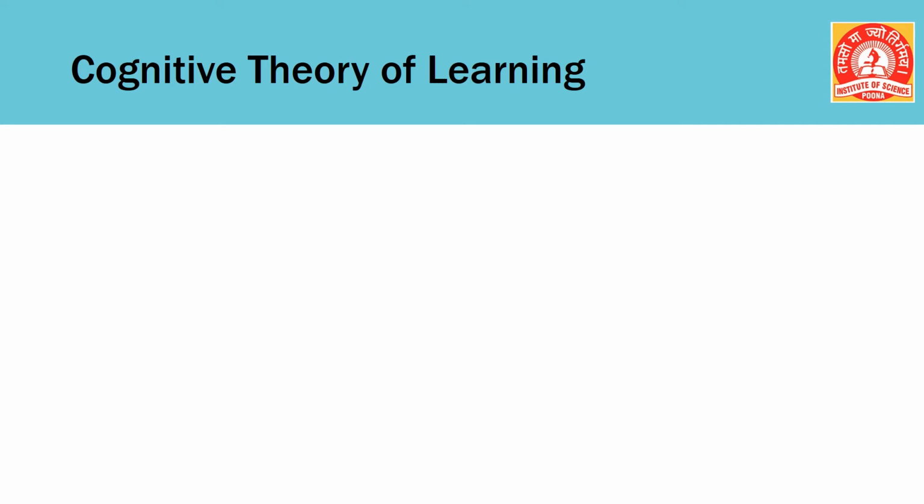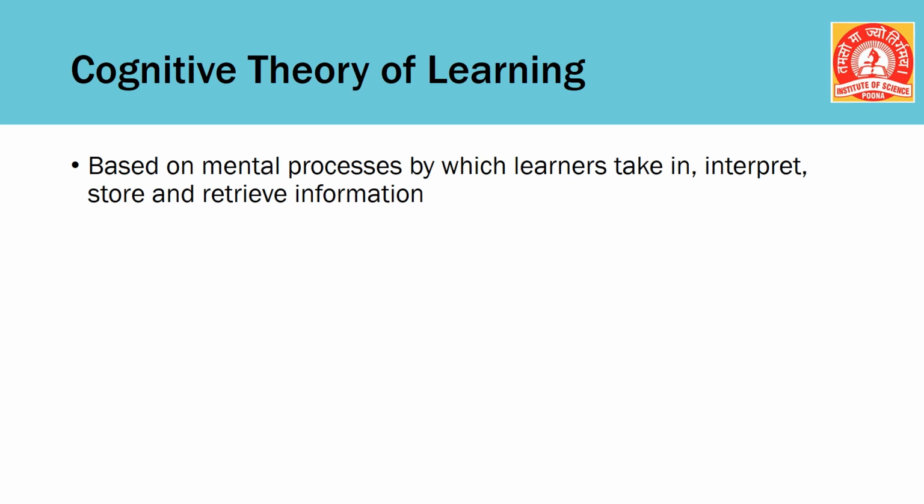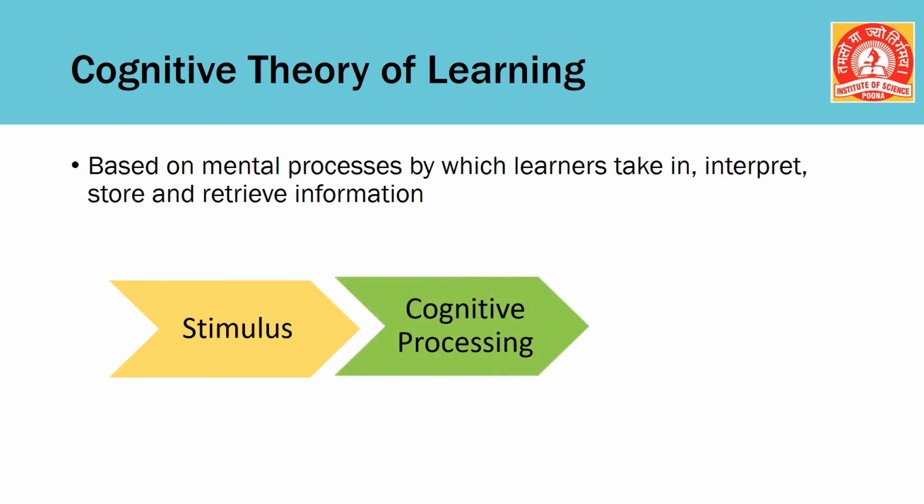Today we are going to study the cognitive theory of learning in detail. As we understood from the previous slide, this theory is based on mental processes by which a learner takes in, interprets, stores, and retrieves the information. So, whenever a stimulus occurs, that is, a thing or an event happens with an individual, he starts cognitive processing, which means he starts thinking, analyzing, evaluating, and based on this cognitive processing, he responds to the situation. And this entire process becomes a learning for him.